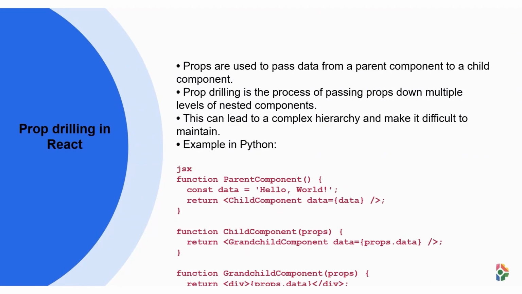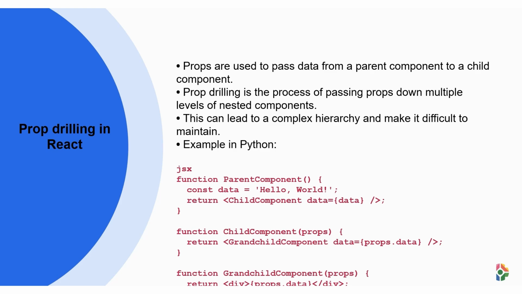Props play a crucial role in transferring data from a parent component to a child component in a React application. When props are passed through multiple layers of nested components, it is known as prop drilling. Prop drilling can create a deep nesting structure, making it challenging to manage and update the components. For instance, in a scenario where a parent component passes data to a child component, which then forwards it to a grandchild component, prop drilling is evident.